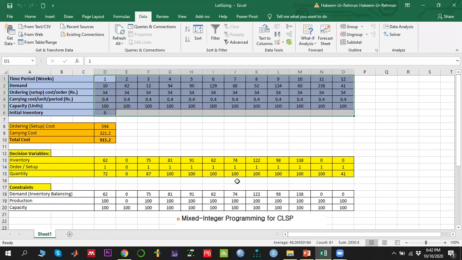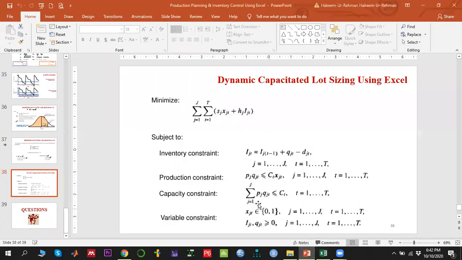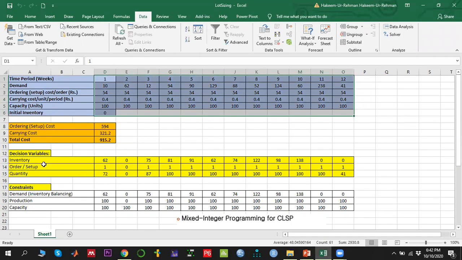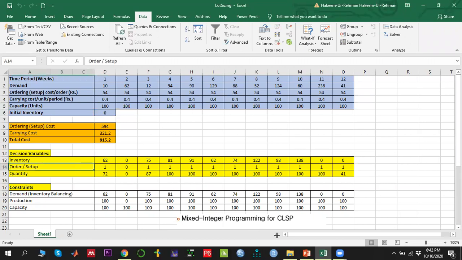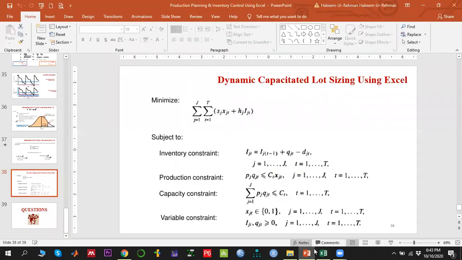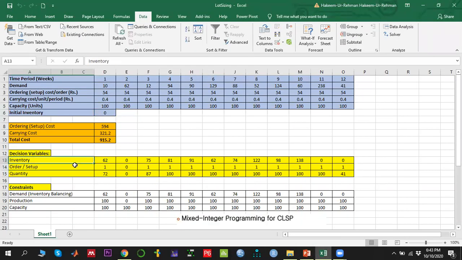And what are the decision variables? As we have seen in our problem, we have three decision variables. One is regarding the inventory, which is IJT, and next we have the setup variable, which is XJT. And this is IJT, this is XJT, and this is QJT. So these are the decision variables.